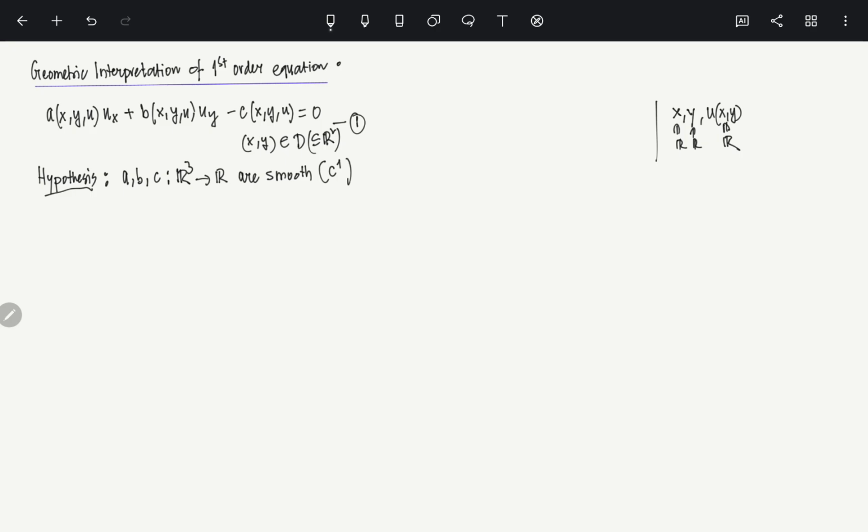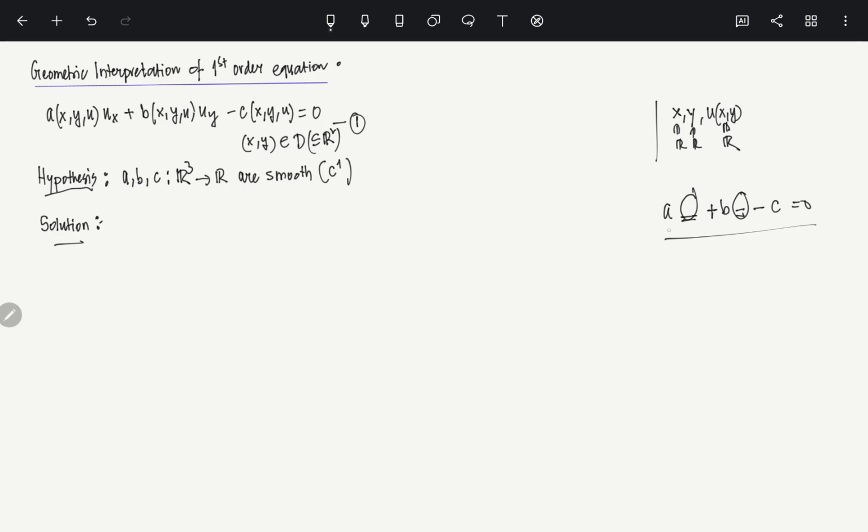Okay, so now what we are going to do is this. We are trying to find a solution. And what is the meaning of a solution? What do I mean by a solution here? If you look at the equation, let's say a times some quantity, plus b times some quantity, minus c equals 0. So forget about this ux, uy, this quantity.